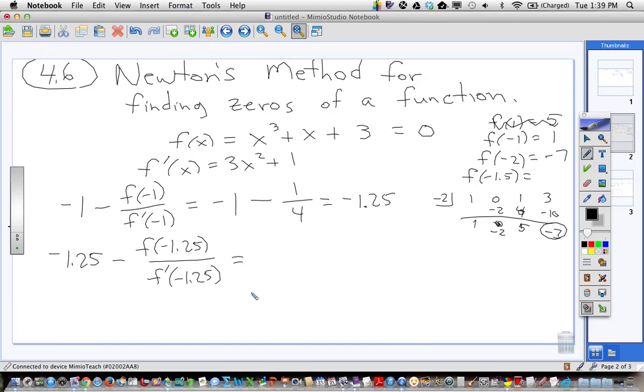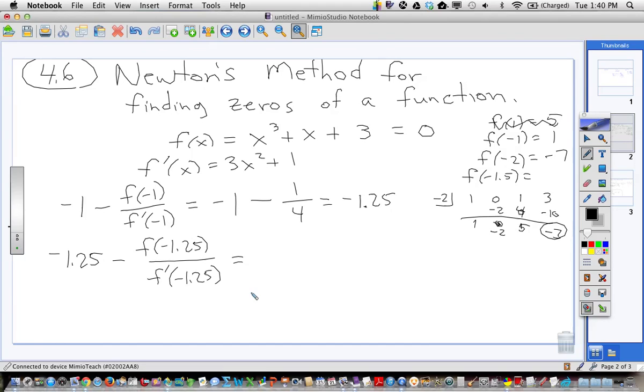Okay? Now, as a matter of fact, part of your homework for tomorrow is going to be to finish this problem. Now, there are some things you can do in your calculator to help you simplify this a little bit. The one thing you could do is just simply take -1.25 and plug it into f. Write that down. Take -1.25, plug it into f prime, write that down. But what would be something that would shortcut this a little bit?